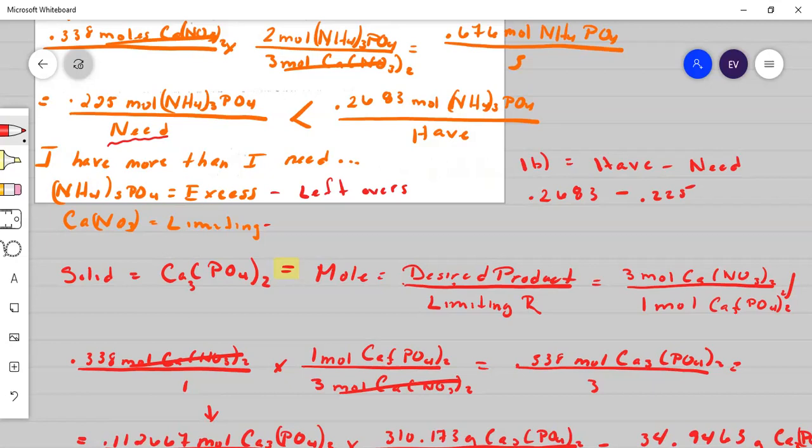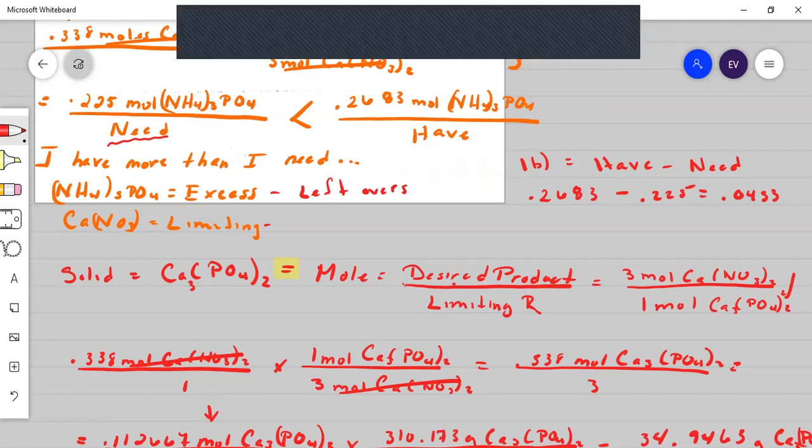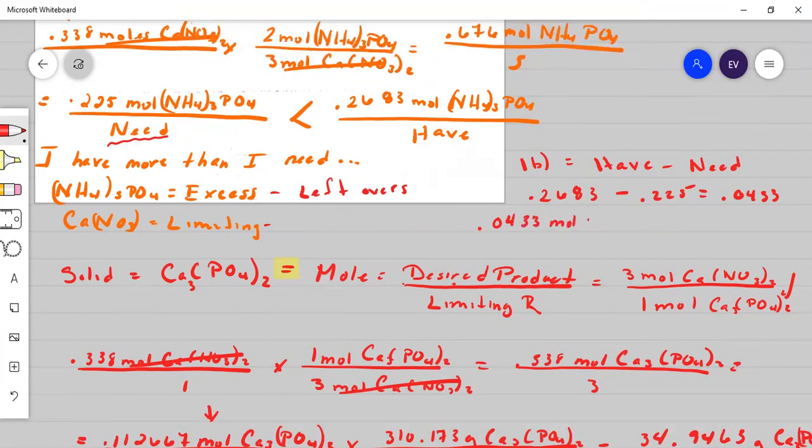So 0.2683 minus 0.225. So this question wasn't a lot of work, but this question was one of those that kind of makes you think, okay? The idea behind it was you got to try and figure out how to get that. And it's one of those, you just got to use your brain a little bit, right? So basically what we're saying here is that 0.0433 moles of NH4PO4 will remain unreacted.